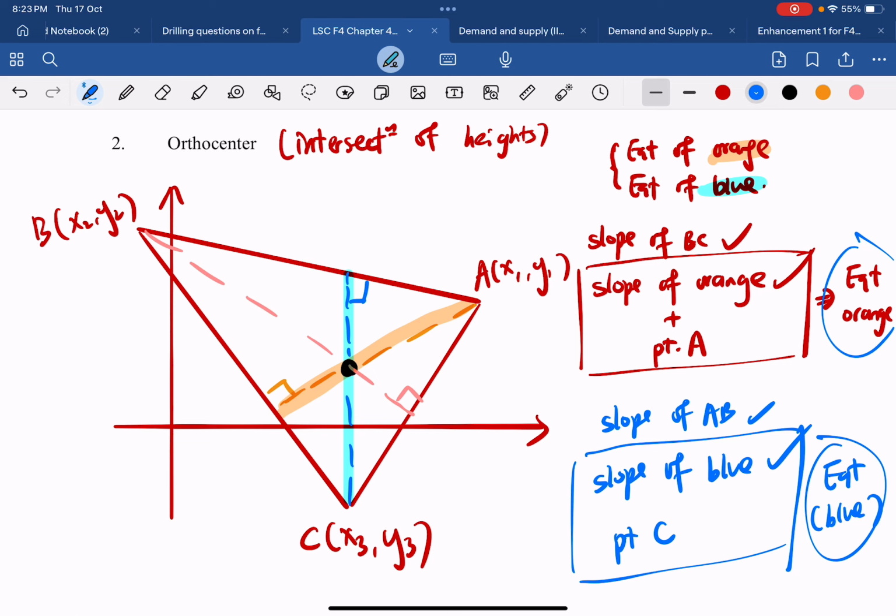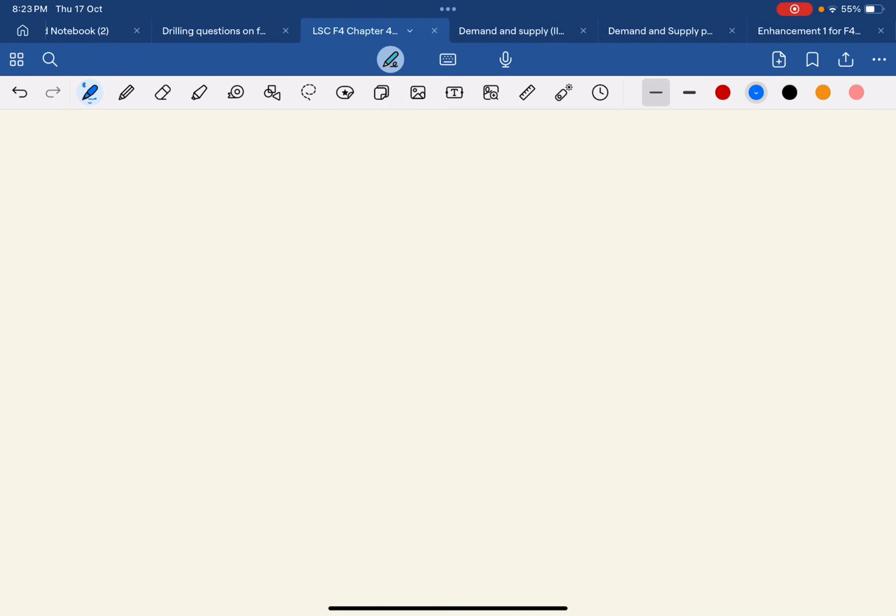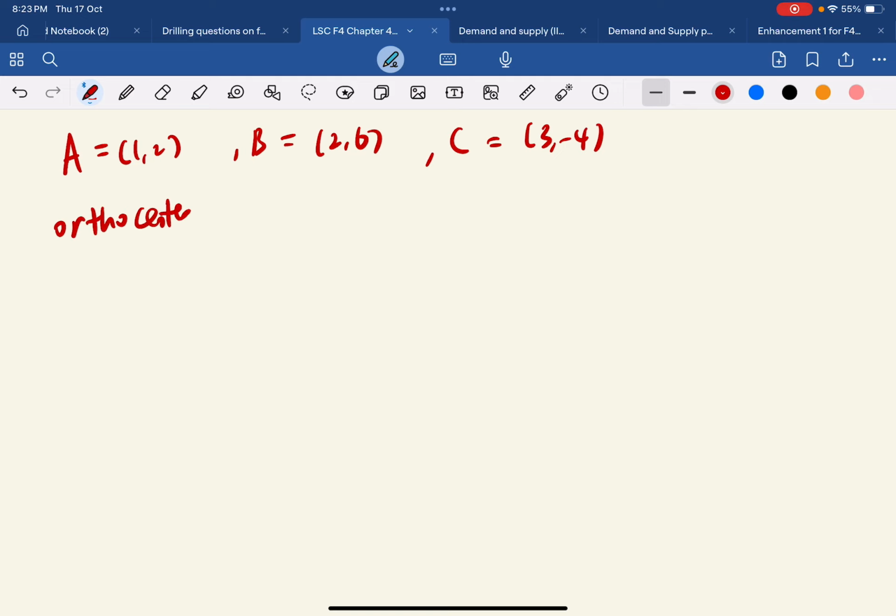I know that will be very abstract, just saying how to find it. So let's try a numerical example. Let's take a look here. Imagine A is (1, 2), point B is (2, 6), and C is (3, -4). I want to find the orthocenter of triangle ABC.